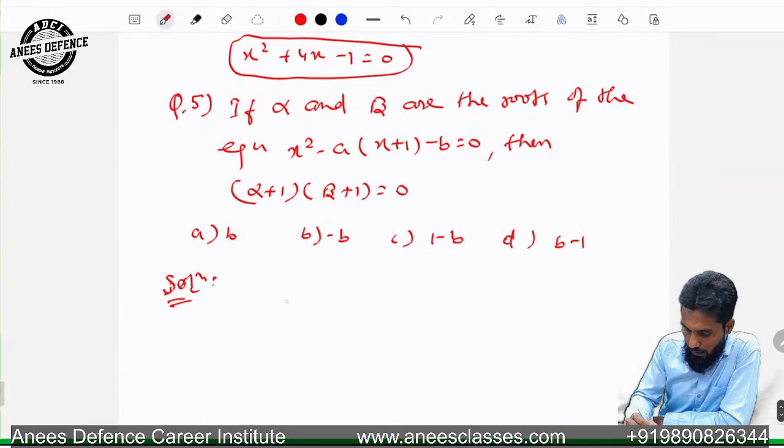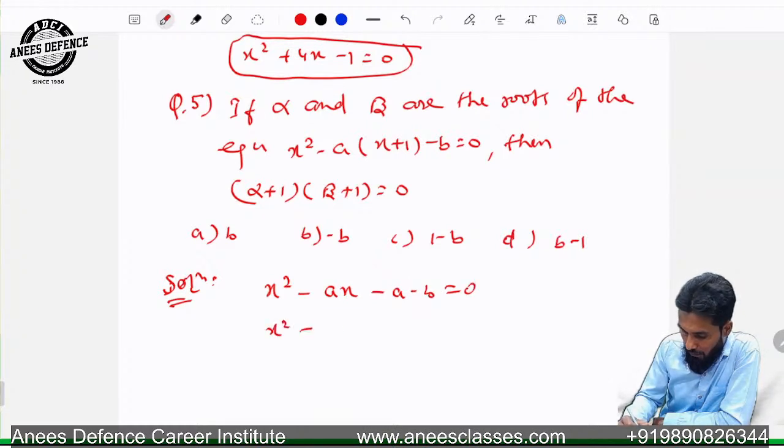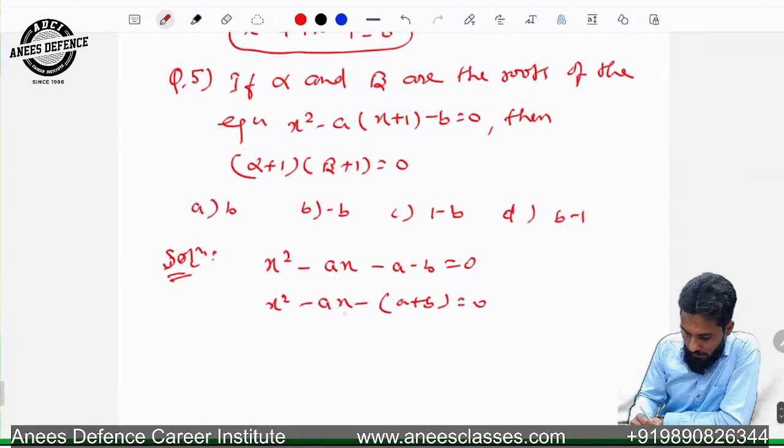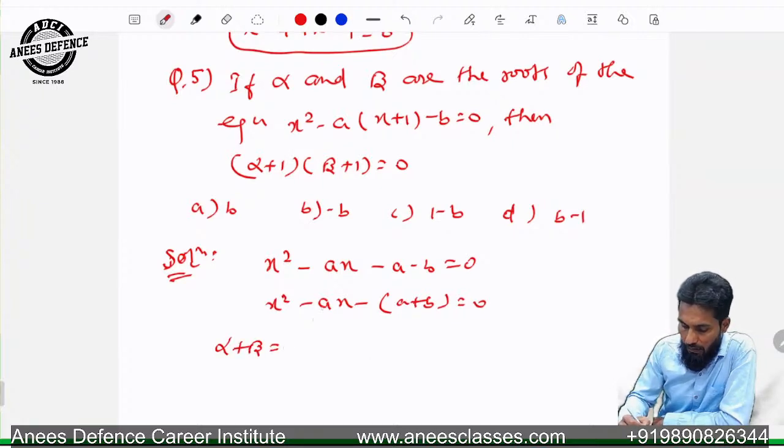So first of all, our equation is x square minus a of x plus 1 minus b equal to 0, and the constant is minus a minus b. So it becomes x square minus ax minus of a plus b equal to 0. What is the sum of the roots here, that is alpha plus beta? For any quadratic equation, there is a relation with the coefficients of x square, x and the constant number. So we can write the sum of the roots as minus b by a, so minus of minus will become plus a by 1, that is a only. What about the product of the roots, alpha into beta? Minus of a plus b, and the coefficient of x square is 1, so this will be the value.